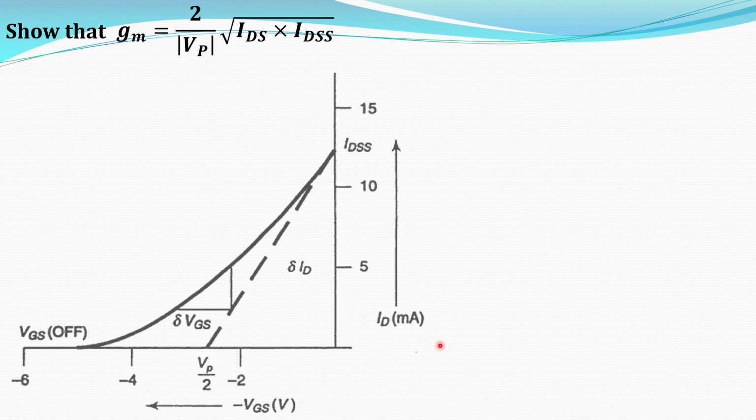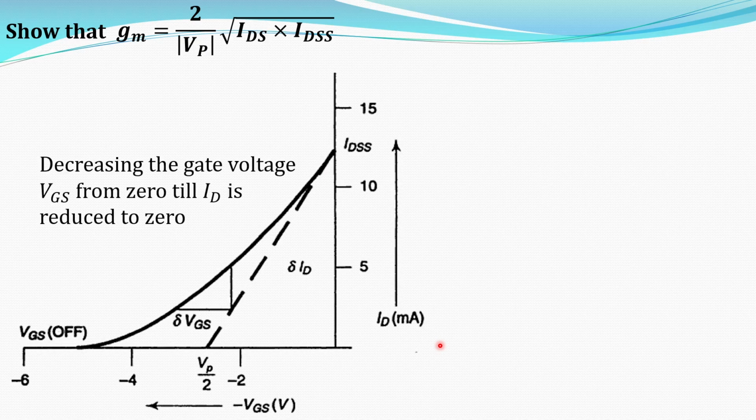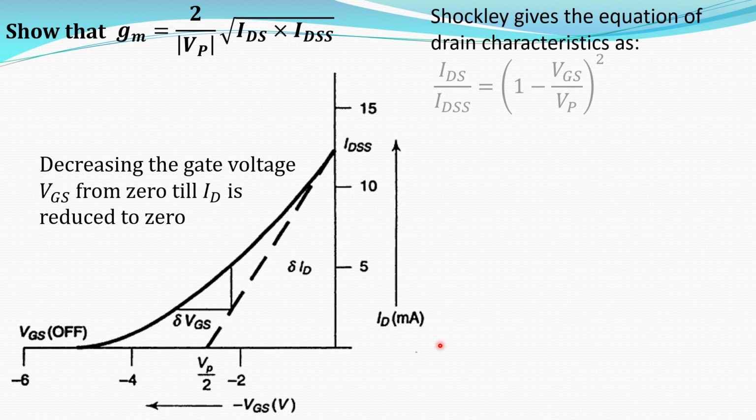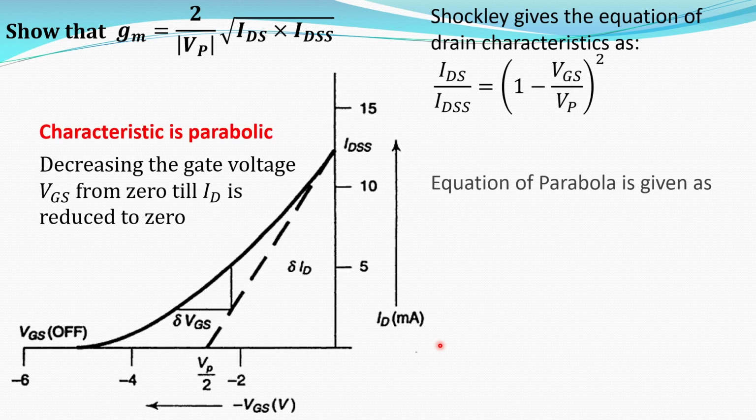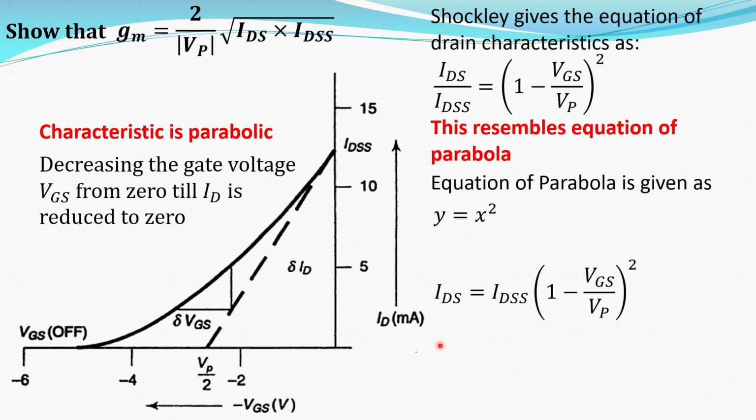And then next, these are the characteristics. Based on the characteristics, we are plotting the ID value. So the ID value is based on the VGS value and VDS value. First, the Shockley equation for the drain characteristics is IDS by IDSS equal to 1 minus VGS by VP, whole square. This equation resembles the equation of a parabola. We know that the equation of a parabola is given as y equal to x square.